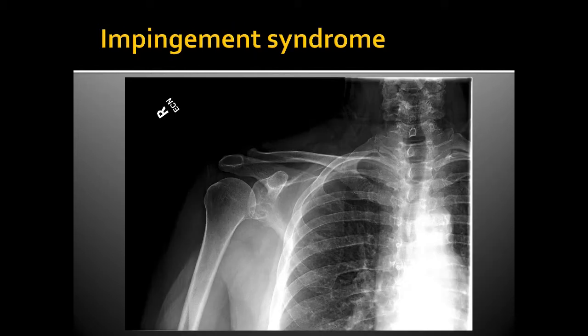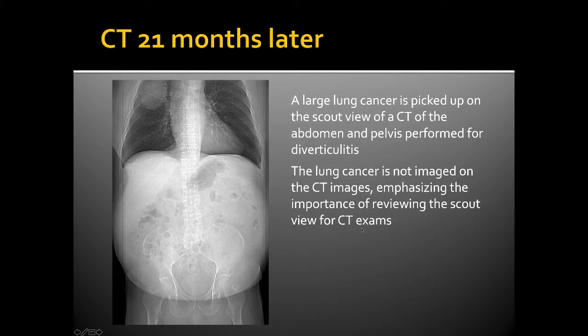Here is a shoulder film done for impingement syndrome. Pause the recording and see if you can make any relevant findings. A CT performed 21 months later demonstrates a large lung cancer on the scout view. The lung cancer is not imaged on the CT images, emphasizing the importance of reviewing the scout view for CT exams.